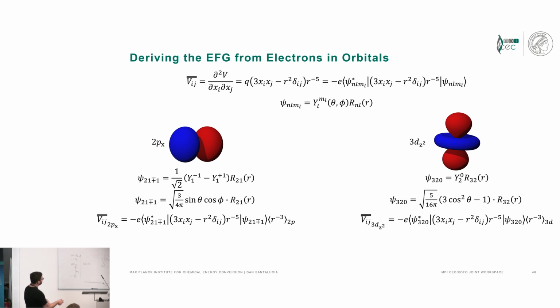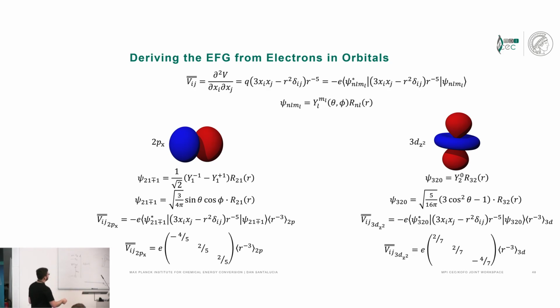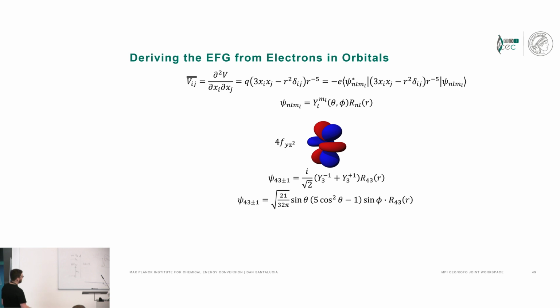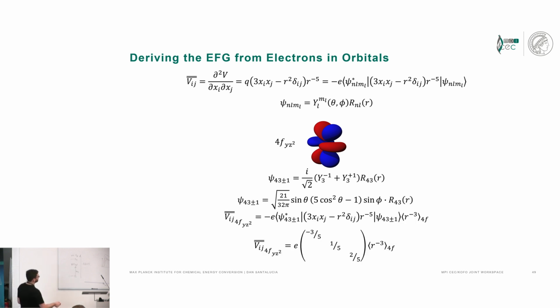And if you solve these integrals for the expectation value of 1 over r to the 3 for 2p, that plays a role. So the 3D has a different volume it occupies, as average r to the minus 3 component. You can basically derive these electric field gradient tensor components. So for a px orbital, it's minus 4/5, 2/5, 2/5. For a dz squared orbital, solving these integrals gives you 2/7, 2/7, minus 4/7. You can do it for fyz squared, whatever orbital you want. In this case, you get minus 3/5, 1/5, 2/5. You have a 4f type contribution.